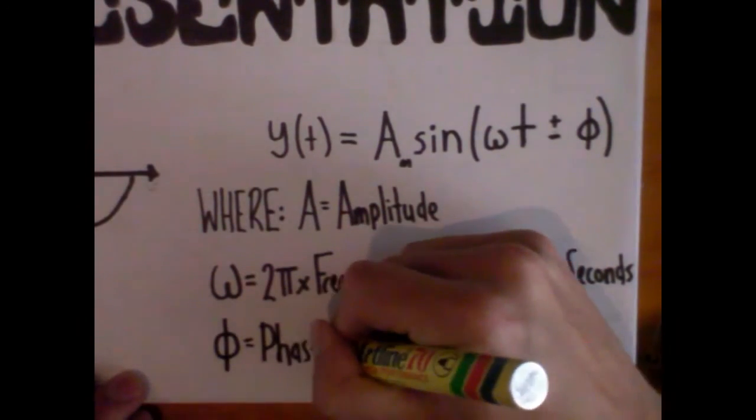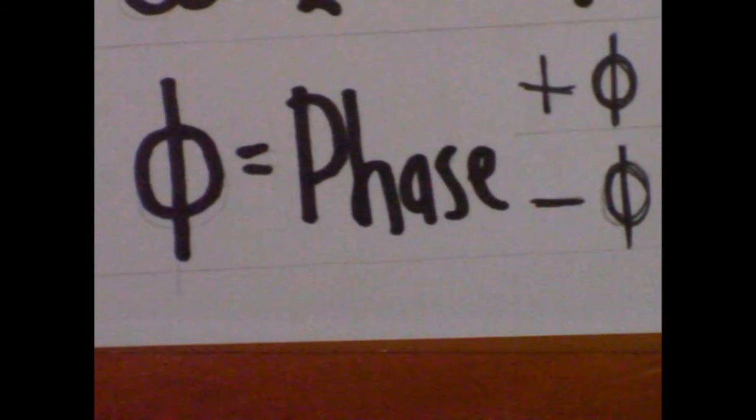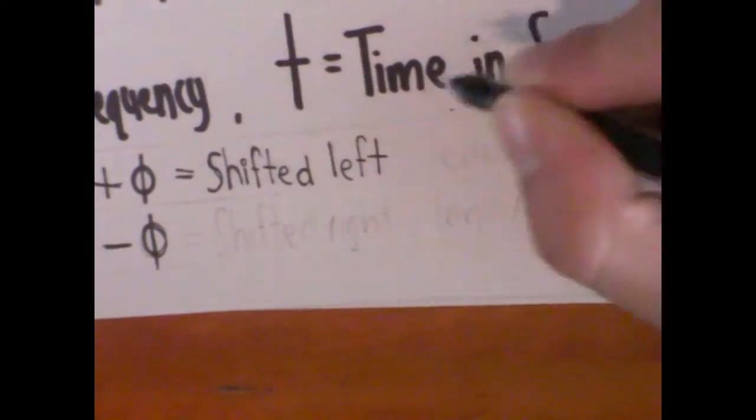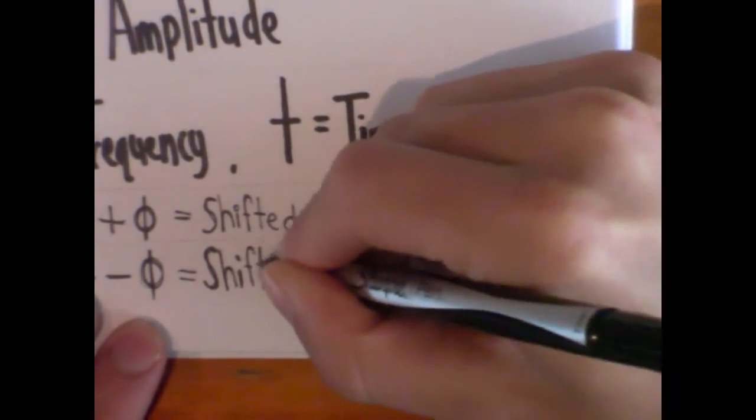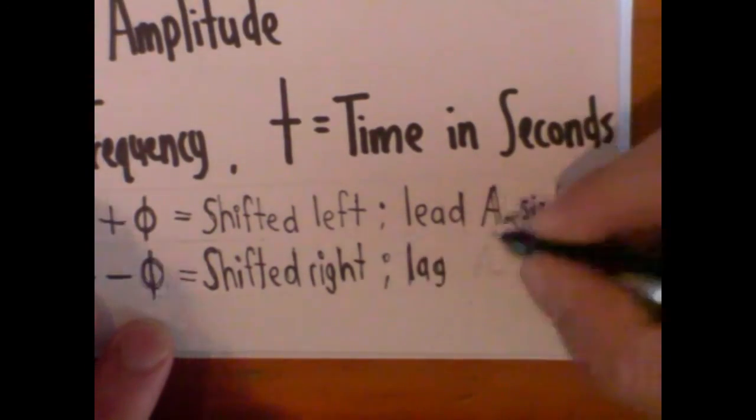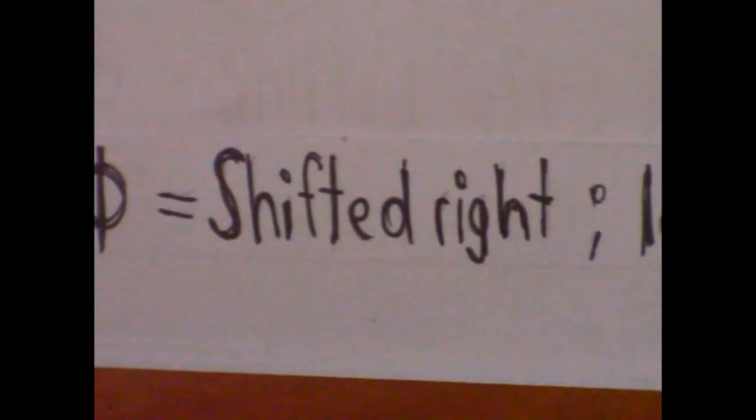While finally we have our phase. Our phase can be both positive and negative. Firstly, we will look at a positive phase. Positive phase means that the wave is shifted to the left and will lead a wave without any phase. We can also have a negative phase. Conversely, this wave is shifted to the right and will lag a wave with no phase.